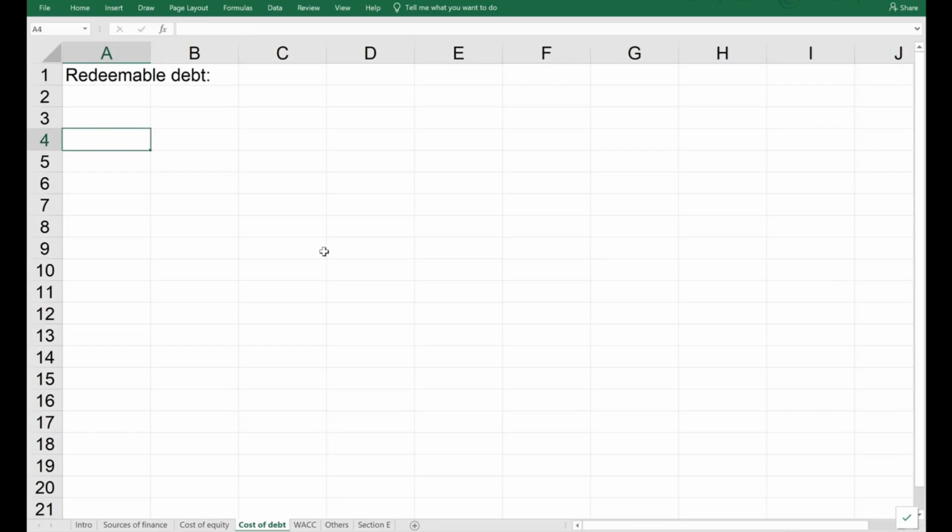To find the cost of debt of redeemable debt, first you have to take the three cash flows. Which three cash flows? Number one, the market value of this bond today, the P naught. Then second thing, interest amount, which is I.